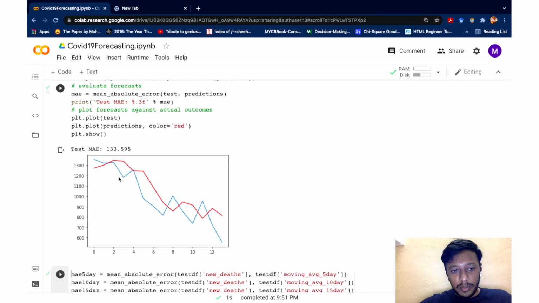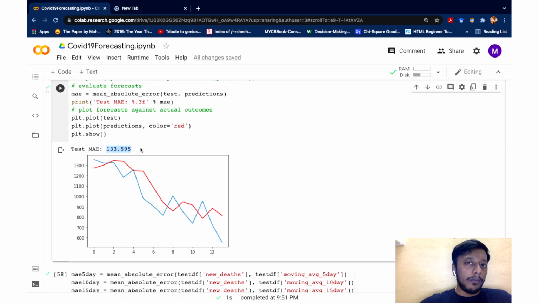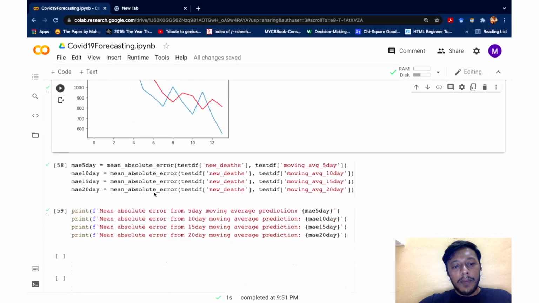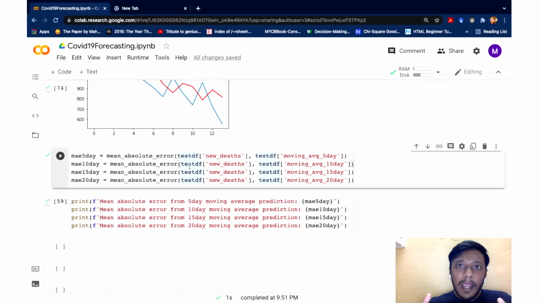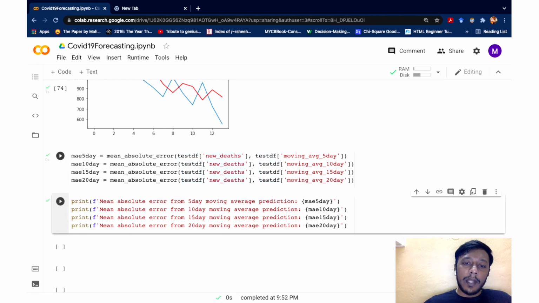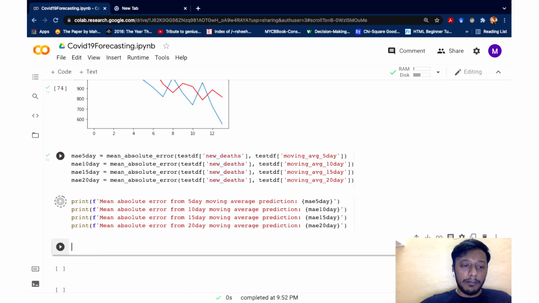In this visualization, you could see blue is the actual and red is my ARIMA forecasted data. And my mean absolute error is about 133.5. So plus or minus 133.5 is the number of new deaths I am miscomputing on average. Now, I compute the mean absolute error for the same test data, because that's when it's going to be an apples-to-apples comparison in terms of seeing which is better, ARIMA or the moving average based ones. For the same test data, I'm computing the difference between actual and predicted values and reporting it.